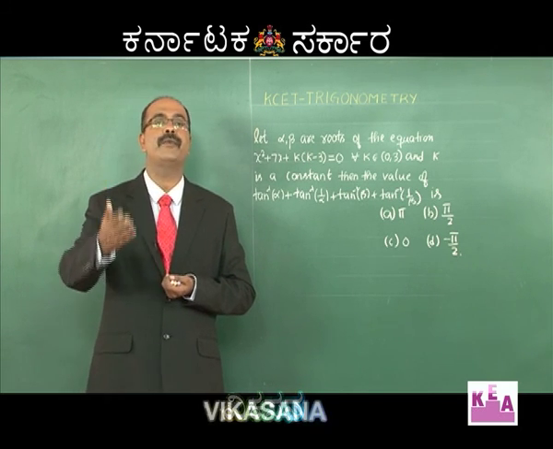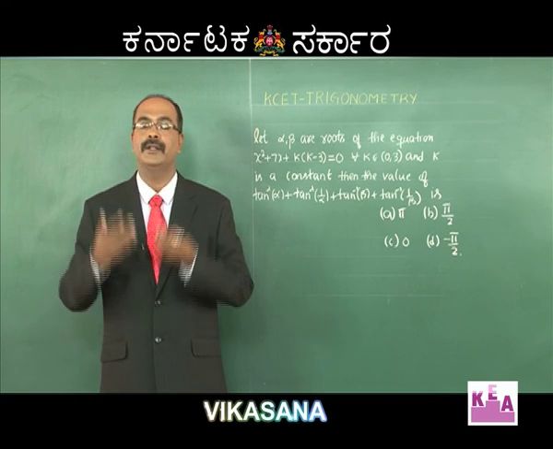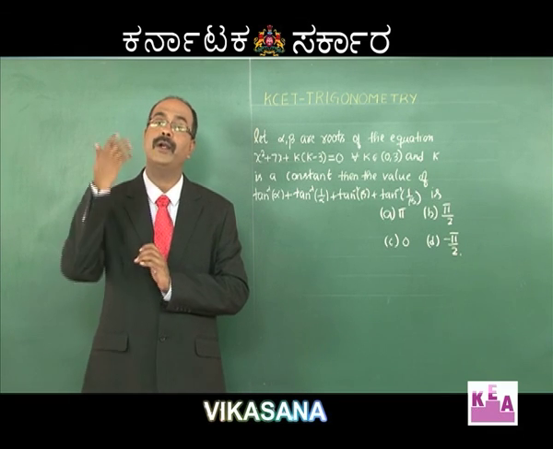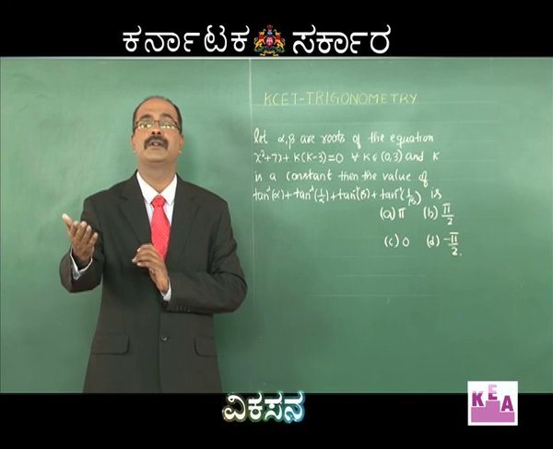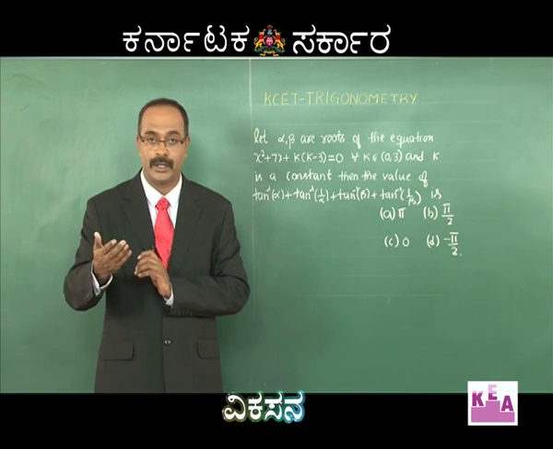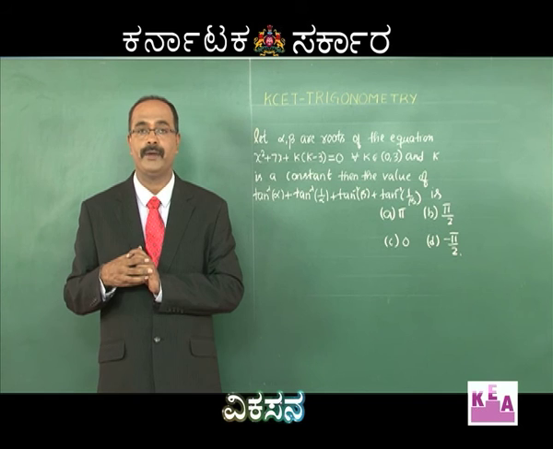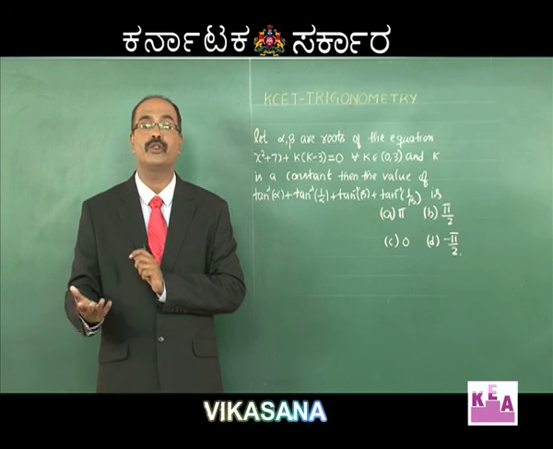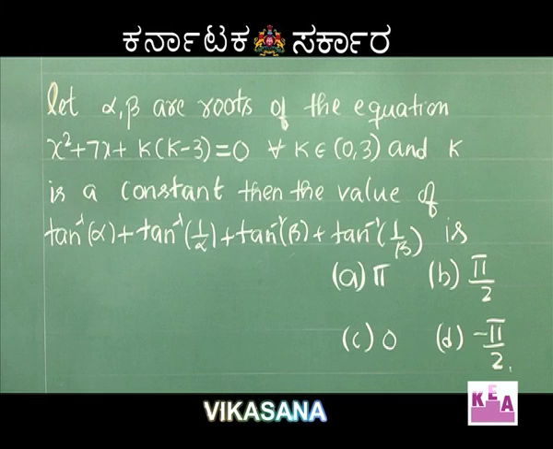What is tan inverse of beta plus cot inverse of beta? That is also pi by 2. So then what is tan inverse of alpha plus tan inverse of 1 by alpha plus cot inverse of alpha plus cot inverse of 1 by alpha? Pi by 2 plus pi by 2 is equal to pi. So if you look at the question here, without looking into the questions, we can say option A is correct, pi.